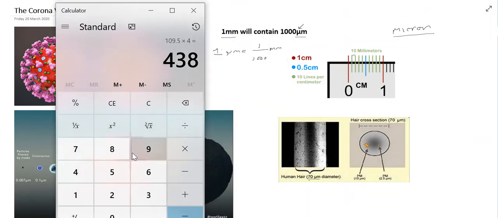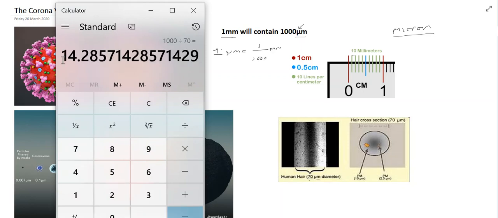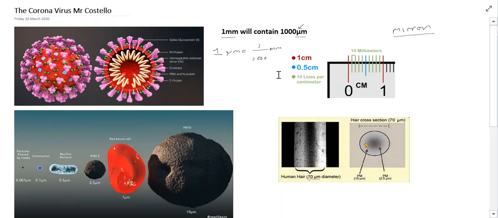So if 1 millimeter is 1,000 microns, and a human hair is 70 microns, how many 70 microns can we get into 1,000? So we divide this by 70. Roughly, we would be able to put about 14 human hairs side by side by side to fill up this tiny space in 1 millimeter.